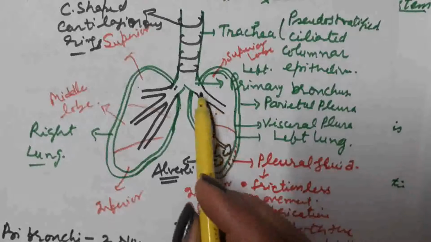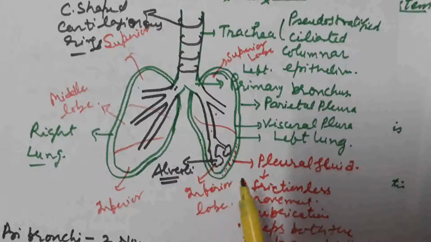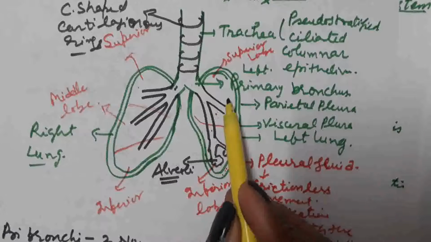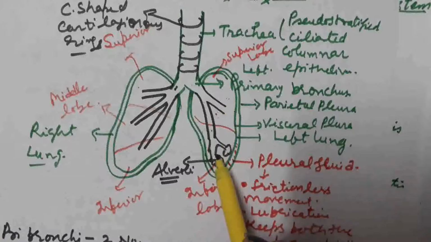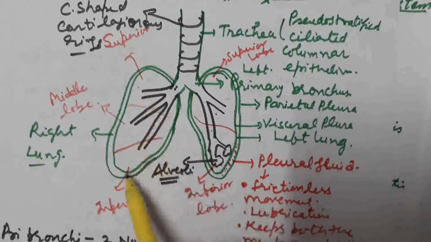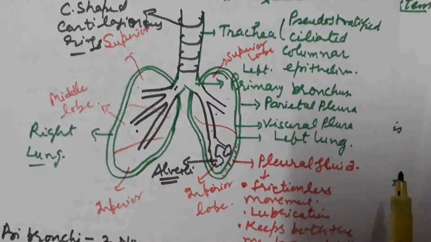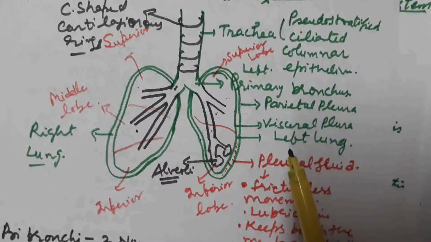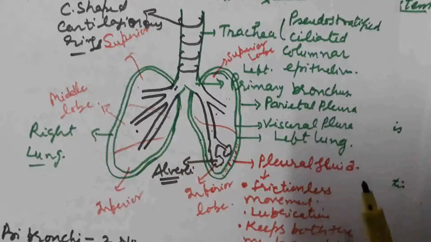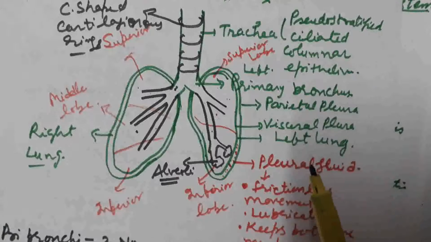Inside the lungs, primary bronchus is divided into two secondary bronchus because inside the left lung there are two lobes, superior and inferior, and in the right lung there are three lobes, superior, inferior and middle lobe. So primary bronchus is divided into three secondary bronchus, and then secondary bronchus is divided into tertiary bronchi. In the right lung there are 10 tertiary bronchi and in the left lung there are 8 tertiary bronchi.